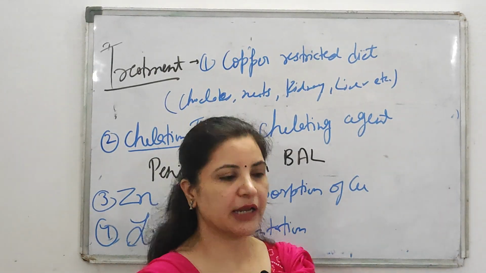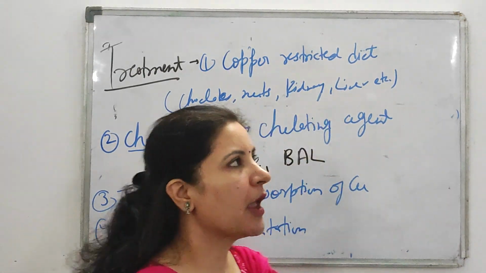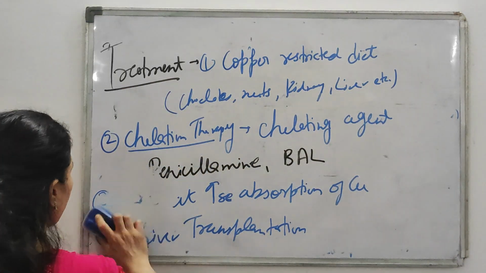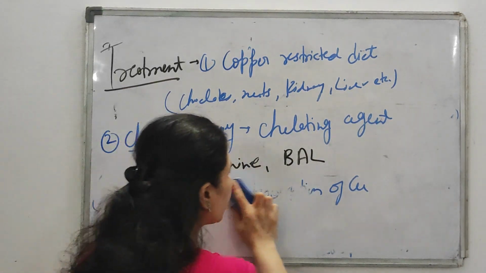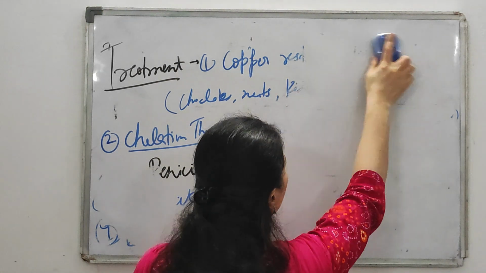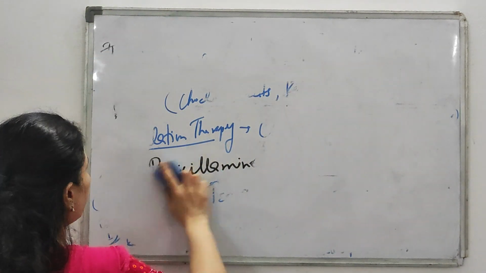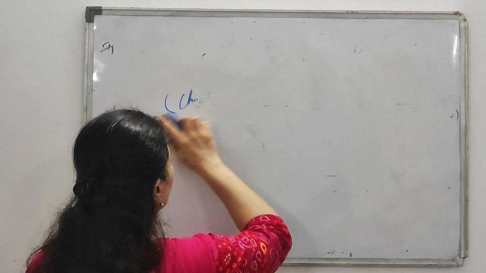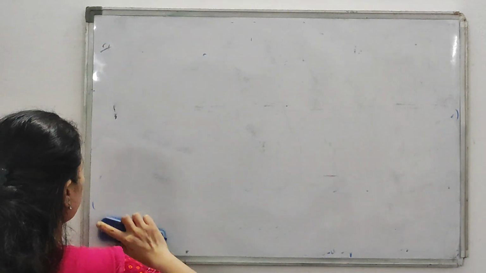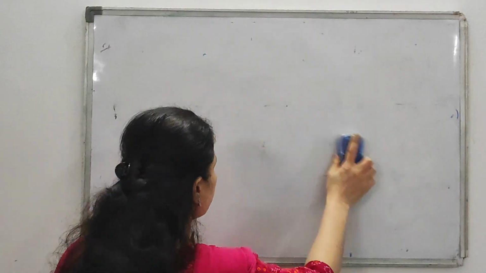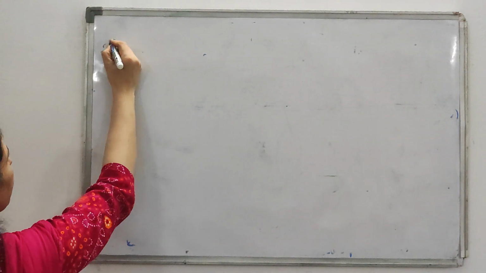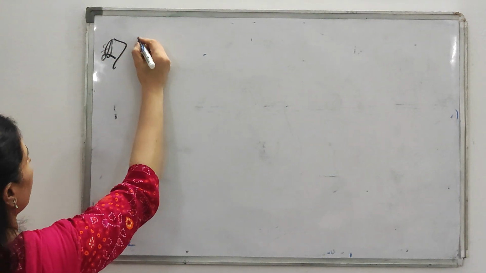Next question, I am telling this especially for the PG students. One question is asked here. What is the role of zinc in Wilson disease? How is zinc useful in treating Wilson disease? How does it increase the absorption of copper? This question is for PGs. The question is how zinc is used in Wilson treatment.